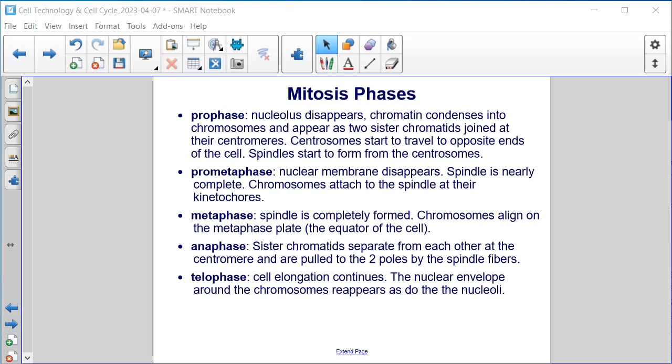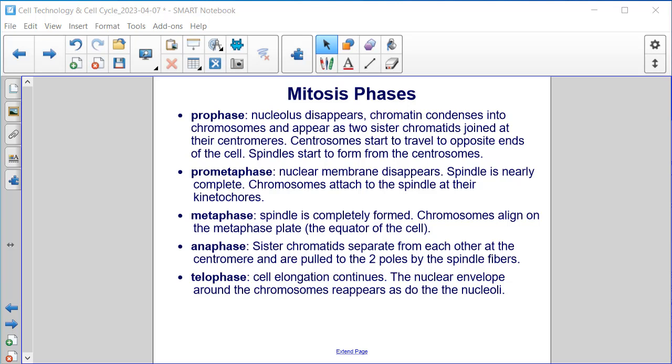In prophase, the nucleolus disappears, chromatin condenses into chromosomes and appear as two sister chromatids joined at their centromeres. Centrosomes start to travel to opposite ends of the cell, and spindles start to form from the centrosomes. In prometaphase, the nuclear membrane disappears. The spindle is nearly complete, and chromosomes attach to the spindle at their kinetochores.